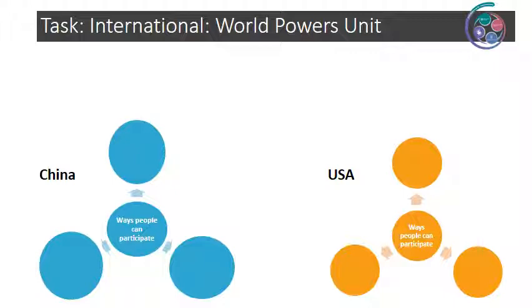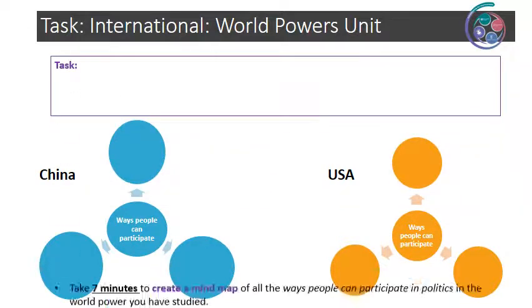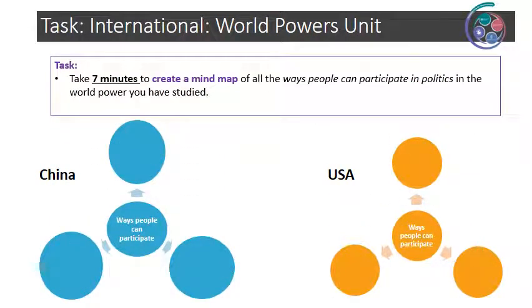So if we've not learned about the USA or China in terms of world powers, or if you have studied an international issue such as terrorism, do not let that put you off continuing with this supported study session. What I'm looking for you to do is to take 7 minutes to create a mind map of all the ways that people can participate in politics in the world power you have studied. And you should then aim to include details and examples which back that up.